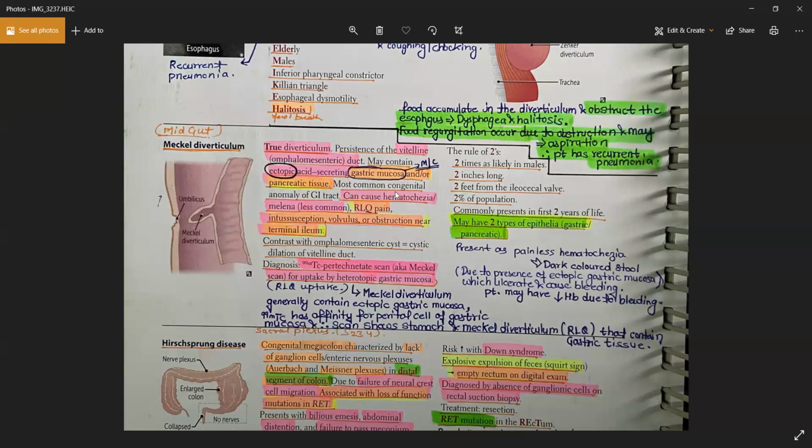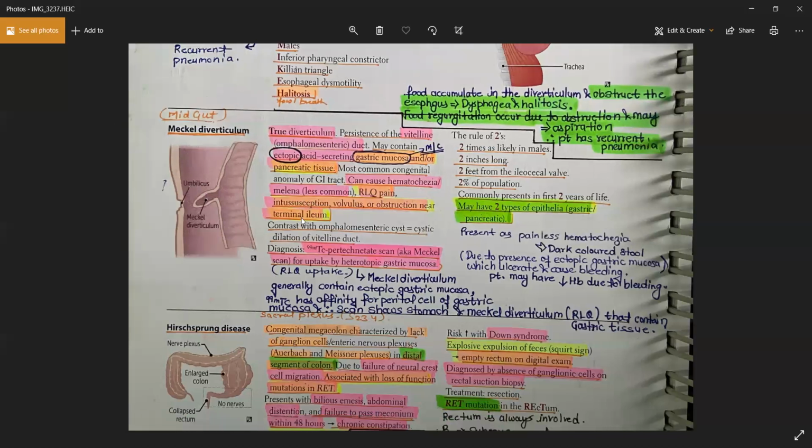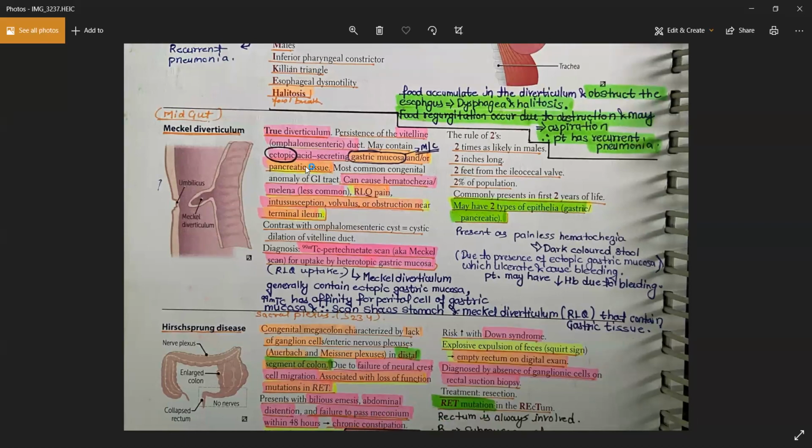And does anyone remember, if you find any normal tissue in an abnormal location, what is it called? Hamartoma? Not the hamartoma. Hamartoma is normal tissue with abnormal architecture in the normal location. Choristoma. Choristoma, yes. Don't forget that it is a choristoma. You can have gastric mucosa in the Meckel's diverticulum. You can also have pancreatic tissue in the Meckel's diverticulum, right?